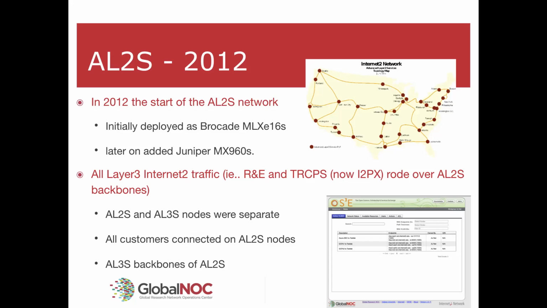And one of the things not a lot of people actually realize is that almost all of the Internet2 layer 3 traffic, the R&E and the TR/CPS, now I2PX, was riding over AL2S at the time. So AL2S and AL3S nodes were totally separate. All customers connected on AL2S nodes and had to be backhauled back to their AL3S node. Even AL3S nodes were then connected to each other through AL2S. So even your standard BGP traffic ultimately was signaled via OpenFlow underneath. I think at the time I took a look at the traffic and it was like 2 petabytes of traffic a day that we were handling, and it was all OpenFlow signaled. So it was pretty cool.